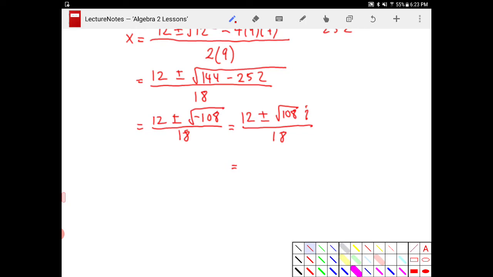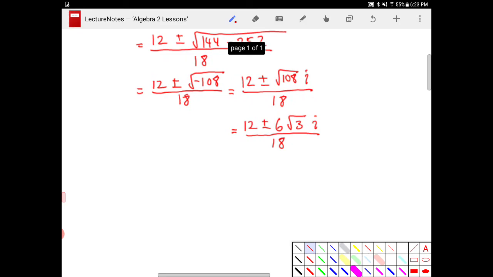And I know that 36 divides evenly into 108. It divides evenly into it 3 times. So I have 12 plus or minus square root of 36, that's just 6. And then times square root of 3 i, all over 18.